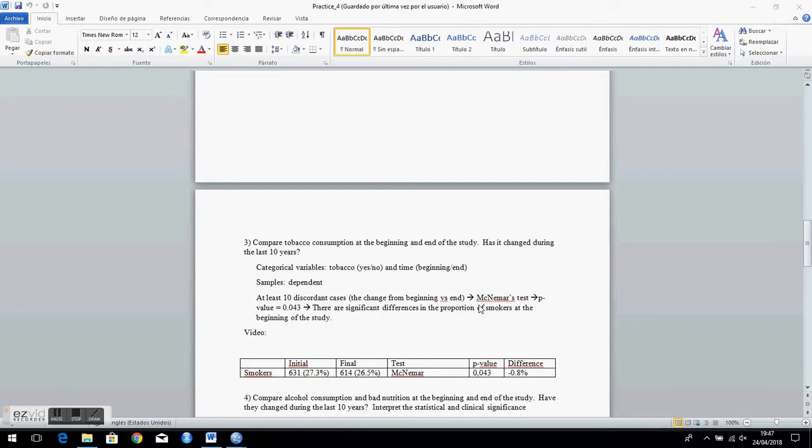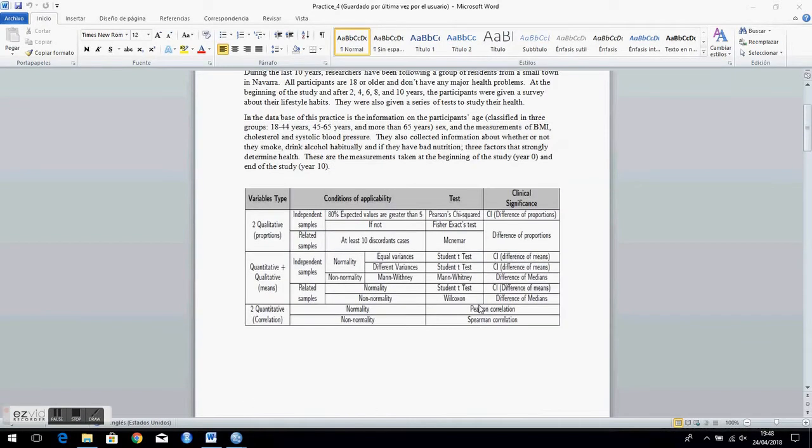If we observe the main table, when we have paired data, we can use the McNemar test in order to compare proportions. But we can only use it if we have at least 10 discordant cases. To see how many discordant cases we have, we have to calculate the crosstab.